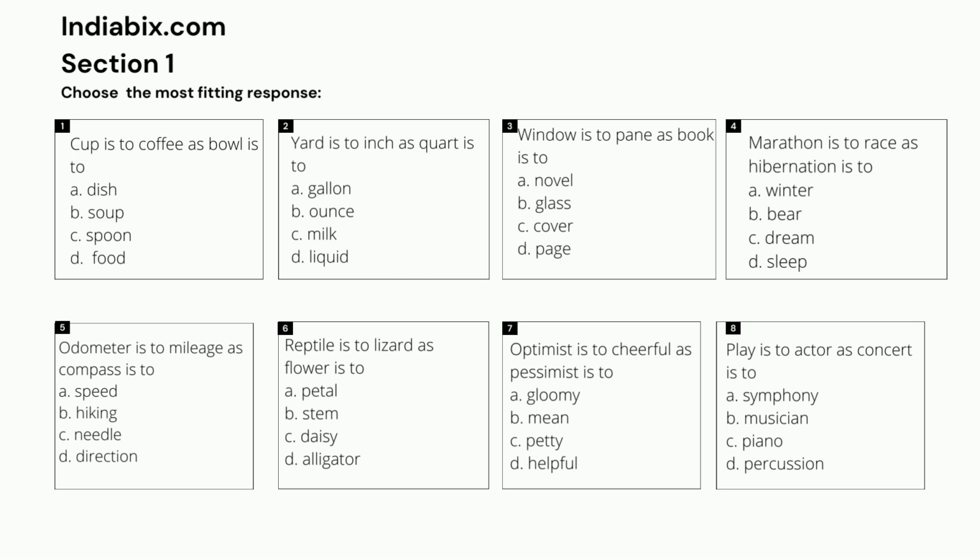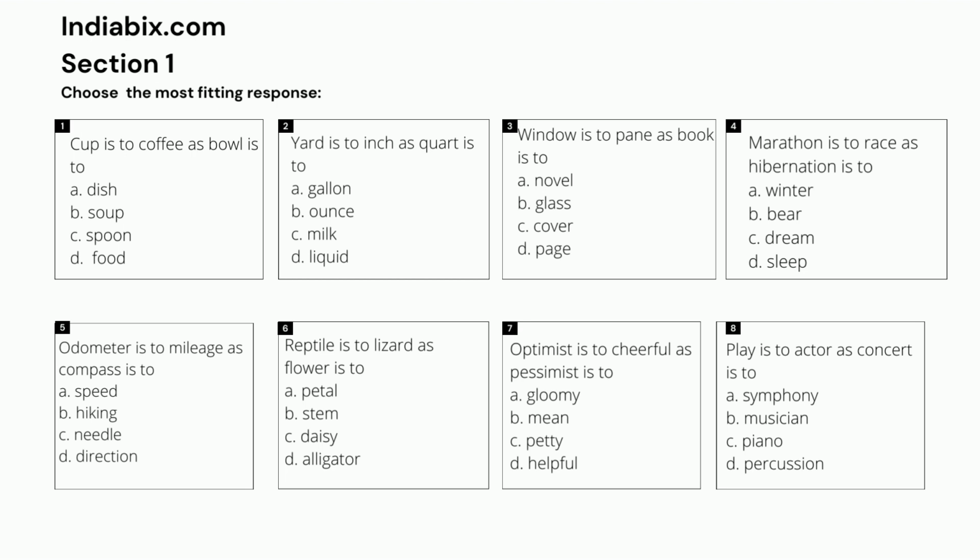Okay. Marathon is to race, as hibernation is to? Item four. The answer is D, sleep. Marathon is to race, as hibernation is to sleep. Now, let's see. A marathon is a long race, and a hibernation is a lengthy period of sleep. So, that's why we would choose sleep, right?